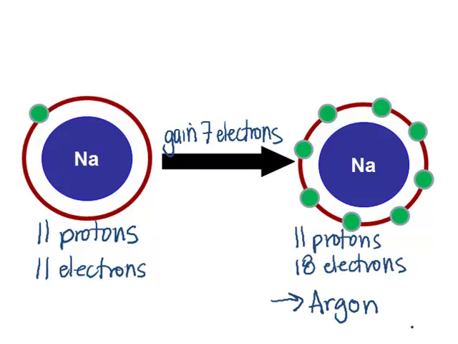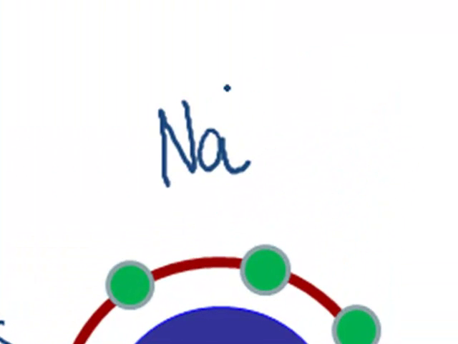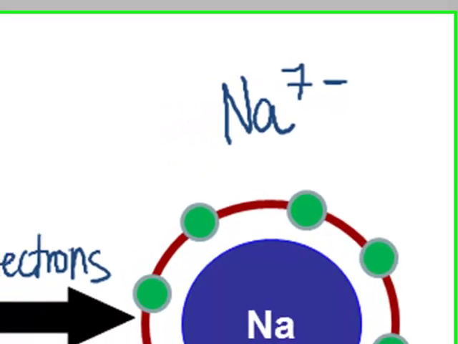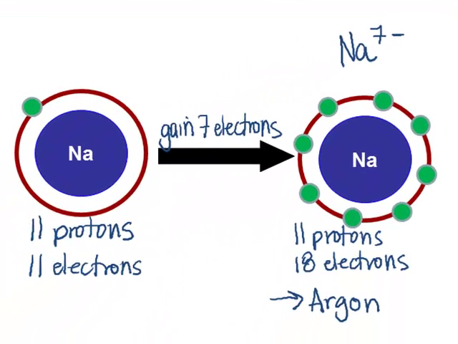While theoretically that is a more stable state, it's really unlikely to happen in nature, and here's the reason why. Sodium, when it gains those 7 electrons, will have 7 more negative charges than the neutral sodium started with. We would write that as sodium with a superscript 7 and a negative charge. Sodium 7- would be a very unstable ion because all of those electrons would be repelling each other. Not to mention the fact that the sodium atom would need to find 7 electrons to steal off of other atoms or substances. So while theoretically this would work, it's very unlikely to happen in nature.